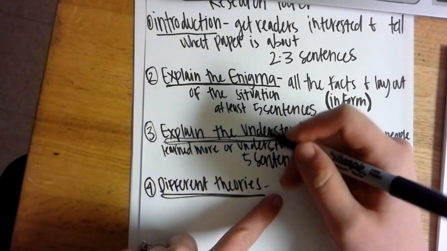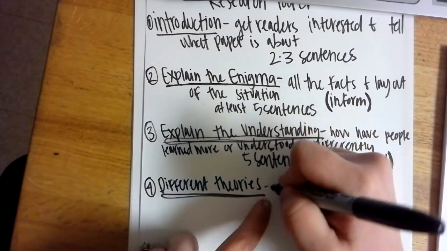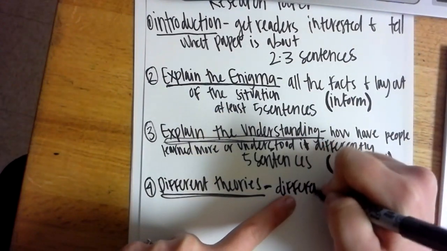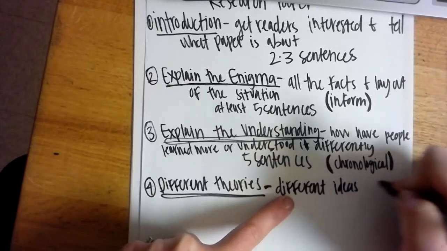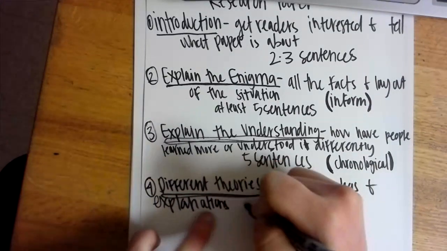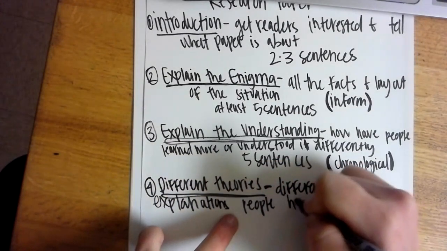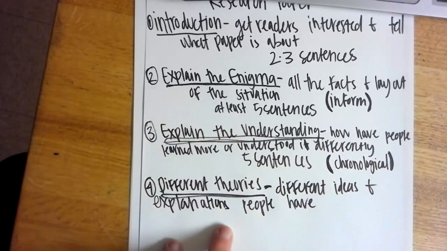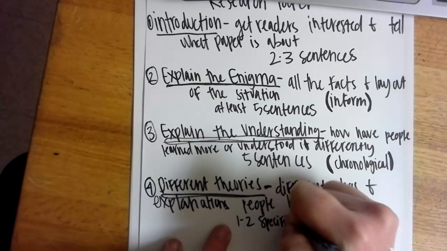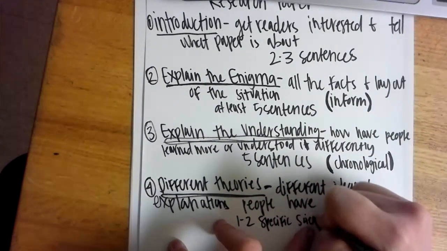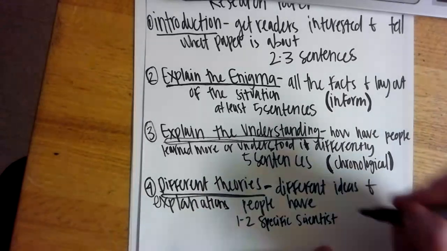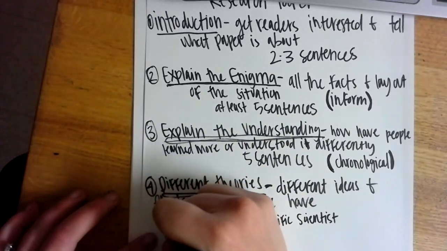You could talk about the different ideas and explanations people have about this specific enigma, and you're going to give me 1 to 2 specific areas of scientists and their theories. This needs to be 5 sentences at least.